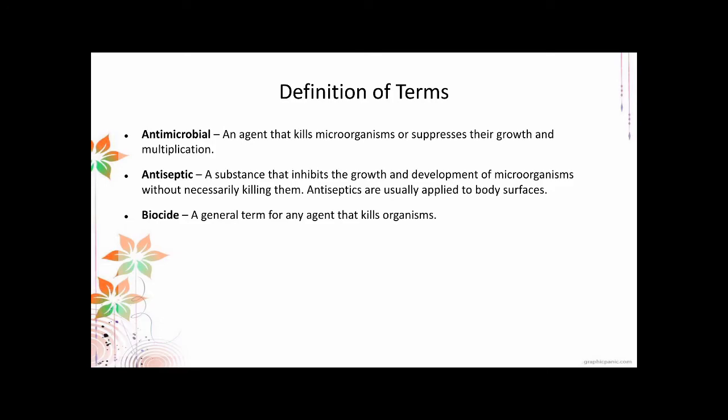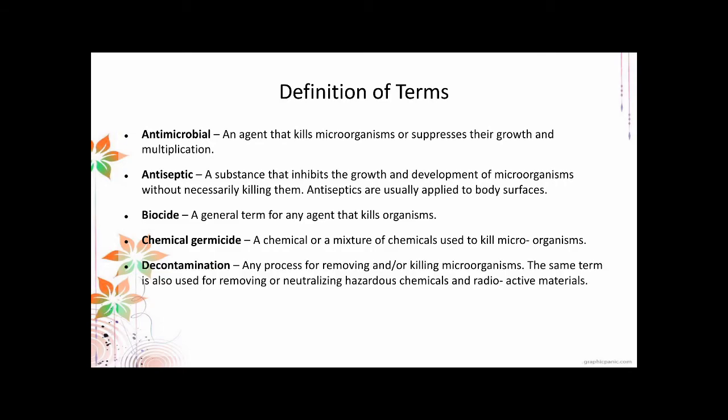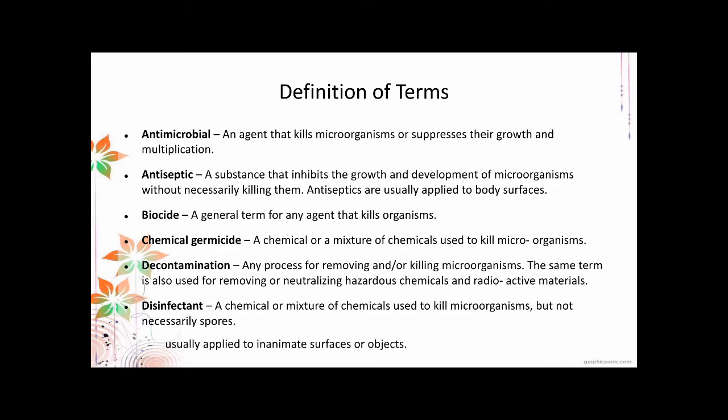Biocide is a general term for any agent that kills microorganisms. A chemical germicide is a chemical or a mixture of chemicals used to kill microorganisms. When we have contamination, decontamination is any process for removing and/or killing microorganisms. The same term is also used for removing or neutralizing hazardous chemicals and radioactive materials. Actually, when we talk about decontamination, we always think about chemical spills rather than microbial infection.